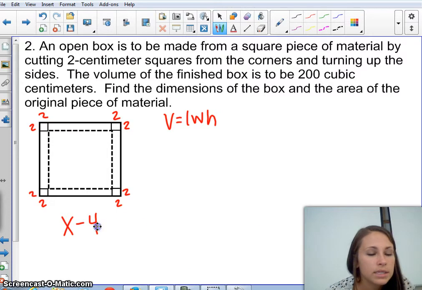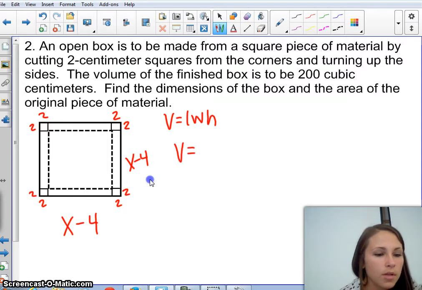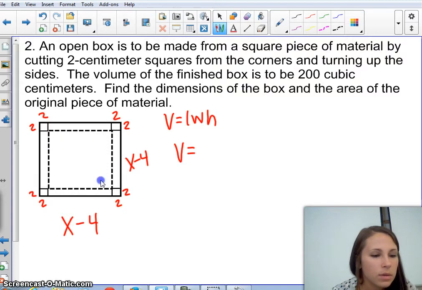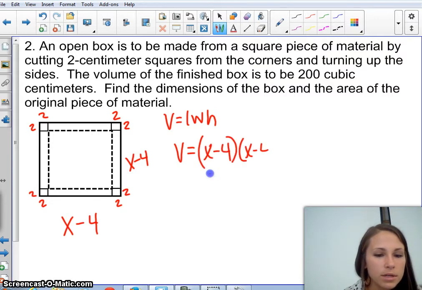So now, since this is a square, that means this side's also x minus 4, and so are the other two. So whenever I go to do my volume, the length and the width are going to be the same. It's just going to be x minus 4, but the height, when I fold these little flaps up that are made when I cut those squares off, is going to end up giving me a height of 2 centimeters. So I'm going to write this as x minus 4 times x minus 4 times 2.